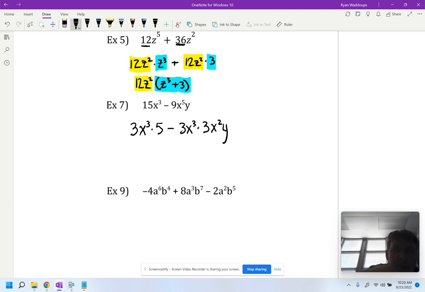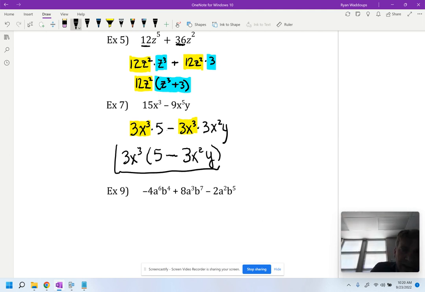the y. And once again, I'm going to say, okay, this is what they have in common, so that is what I'm going to factor out. I'm going to write it as 3x cubed times 5 minus 3x squared y.